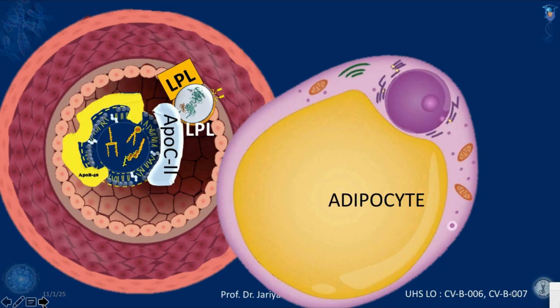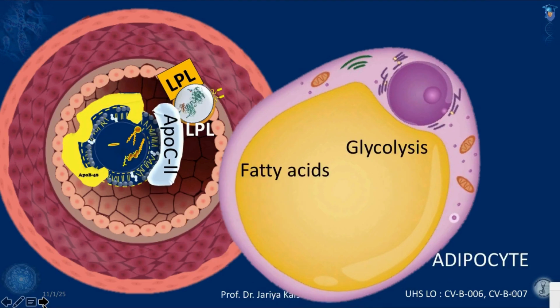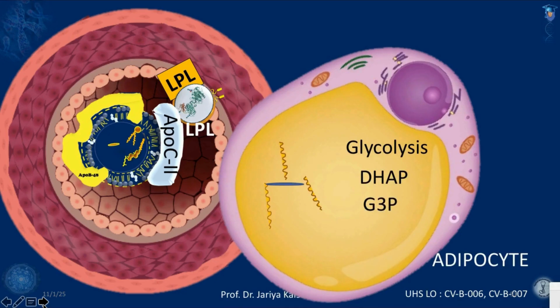ApoC2 is the coenzyme for lipoprotein lipase, and as these are passing through the capillaries, lipoprotein lipase is dangling in the extracellular space in the capillaries surrounding the adipose tissue, the muscles and the heart. So, lipoprotein lipase hydrolyzes the TAG inside the nascent chylomicrons, and it hydrolyzes and sequesters it into the adipose tissue.